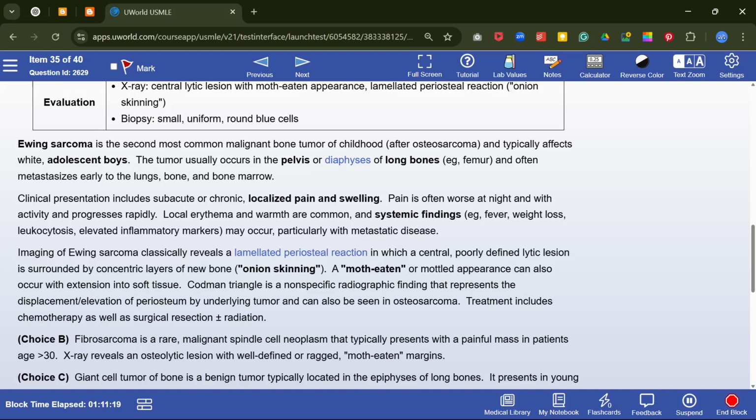Osteosarcoma is in the metaphysis, not in the diaphysis. And osteosarcoma has some other features, like Codman's triangle and sun ray appearance.